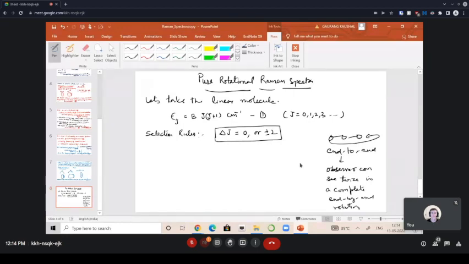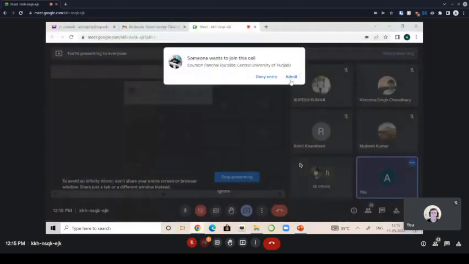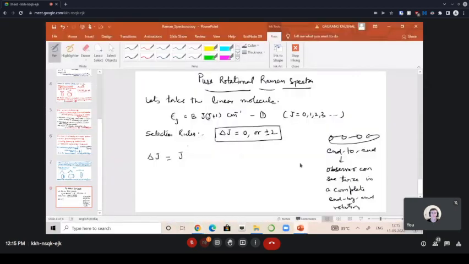Here, let us see what delta J actually is. Delta J is basically the J upper state minus J lower state, the difference between the upper state and lower state of the rotational quantum number. So if I take delta J equal to zero transition, this is again a tricky one.